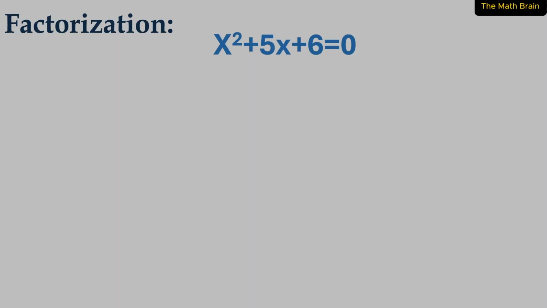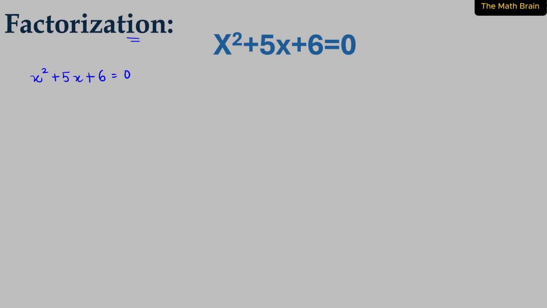Hi everyone. If you also find factorization difficult, don't worry. Today we are going to do it in an easy way so that you can find the value of x by the end of the video. So let's start by writing the equation first, that is x square plus 5x plus 6 is equal to 0. So this is a quadratic equation we have.